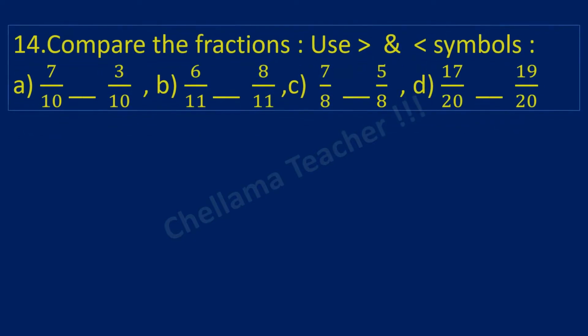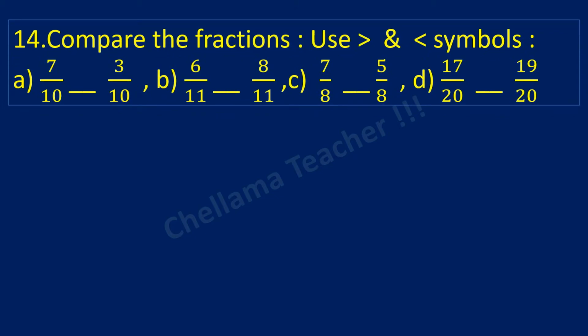Question 14. Compare the fractions. Use greater than and less than symbols. Part A, 7 by 10 is to be compared with 3 by 10. Part B, 6 by 11 dash 8 by 11. Part C, 7 by 8 dash 5 by 8.